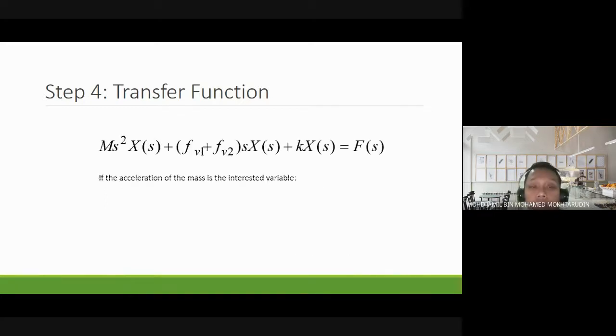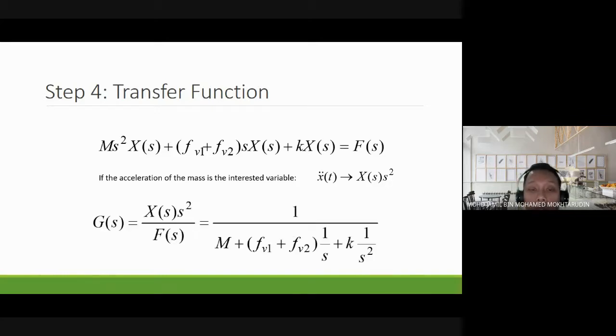And lastly, sometimes we are interested in the acceleration. So we want to find X times s squared. So the transfer function G equals X s squared over F. You just multiply the original equation with s squared. Okay, so you get the transfer function.